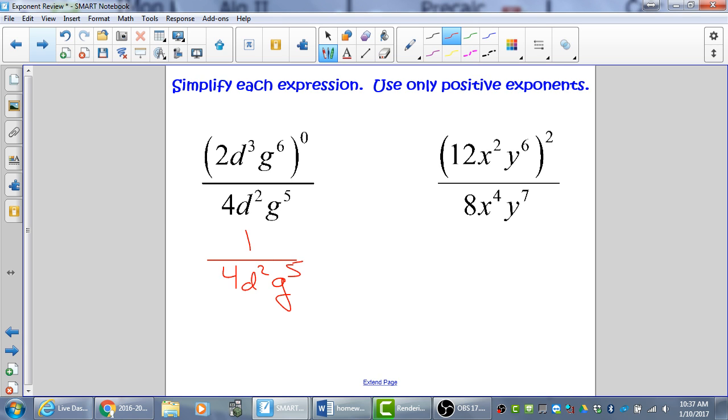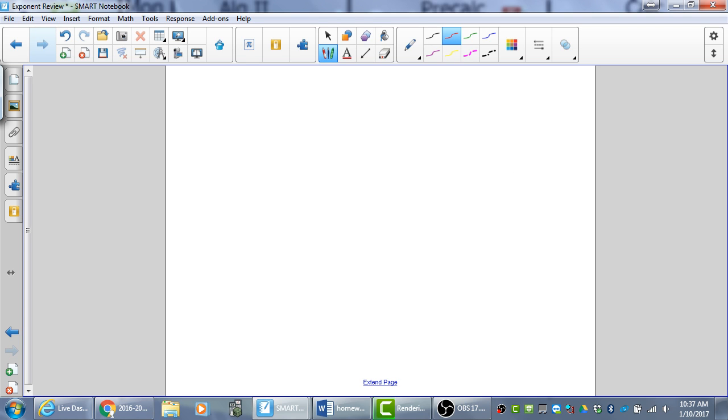All right, how about 144, 12 squared, x to the 4th, y to the 12th, over 8x to the 4th, y to the 7th, so far. So I took care of the squared. Power to a power, you multiply the powers. 144 divided by 8 is 18. The x to the 4ths, they cancel. And 7 y's are going to cancel. That's y to the 5th. I don't need the bar because everything in the denominator went away. That's all gone. That's it.